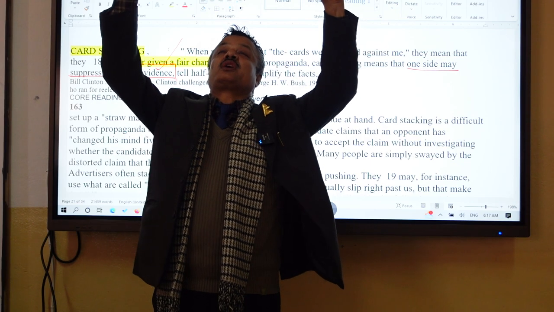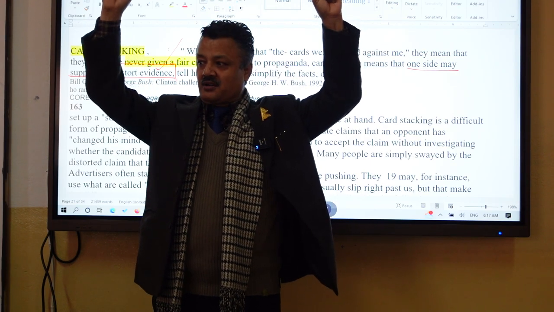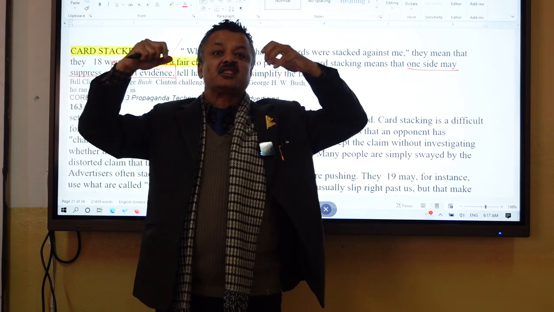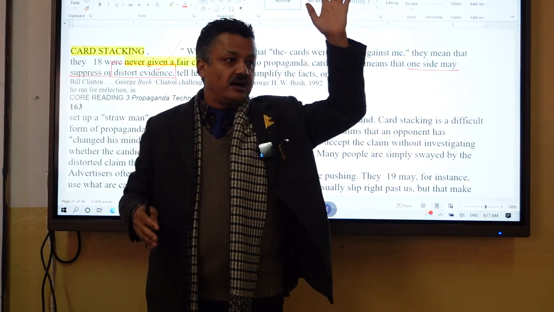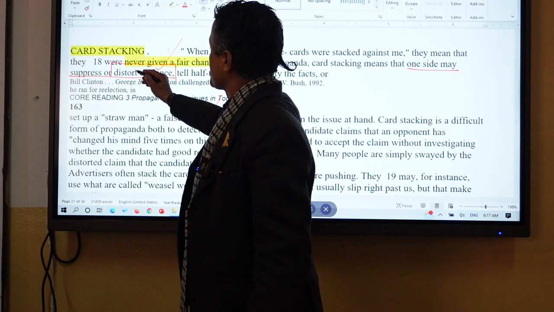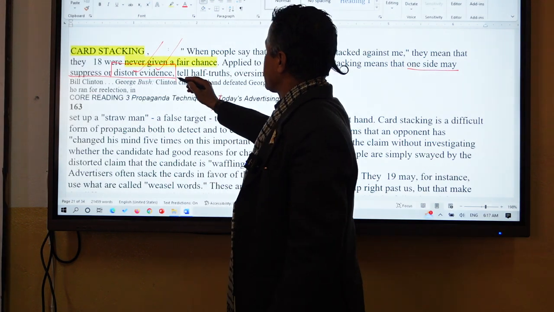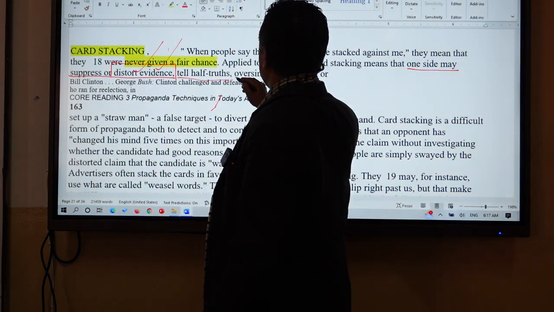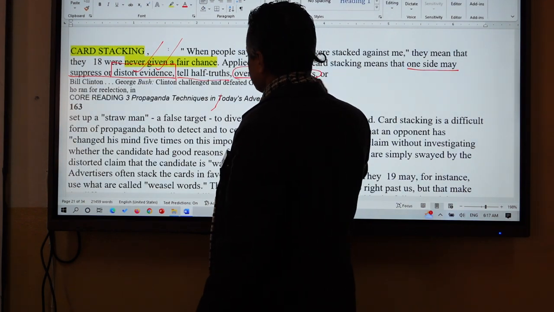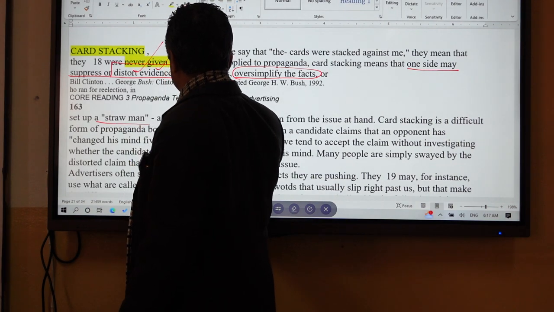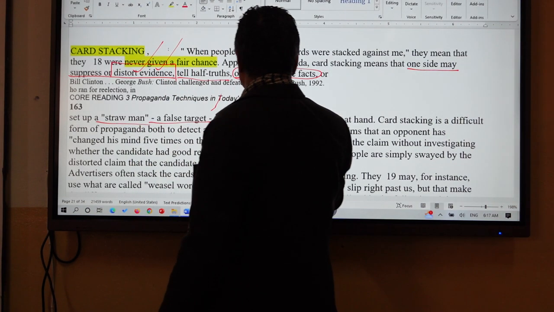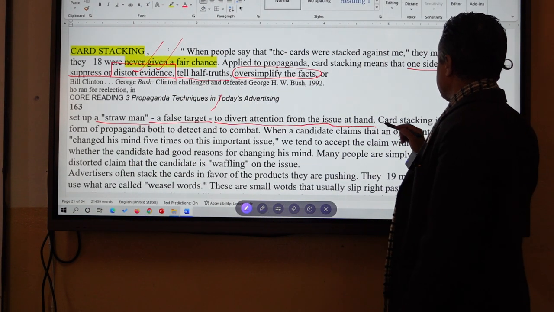A boy will be hanging and they will say, drink this thing and you will be taller. Right? So all this is distorting evidence and cheating, telling half-truths, oversimplifying the facts, or setting up a straw man, a false target to divert attention from the issue at hand.